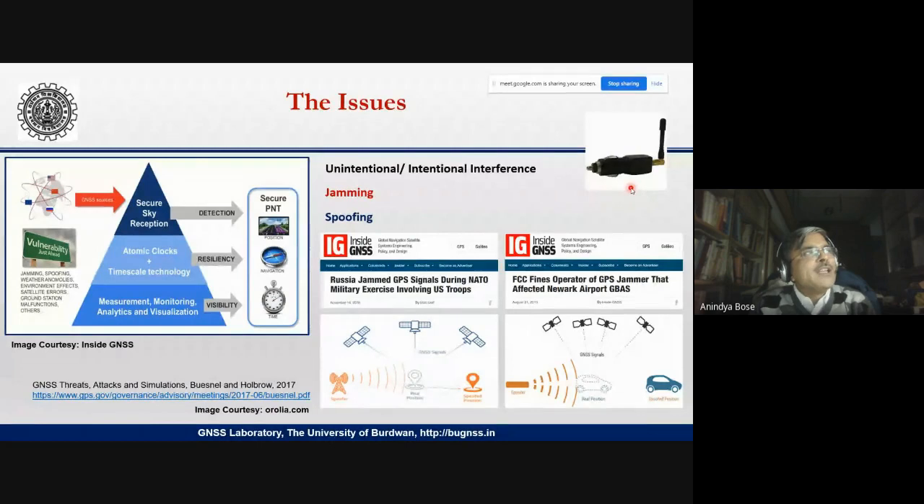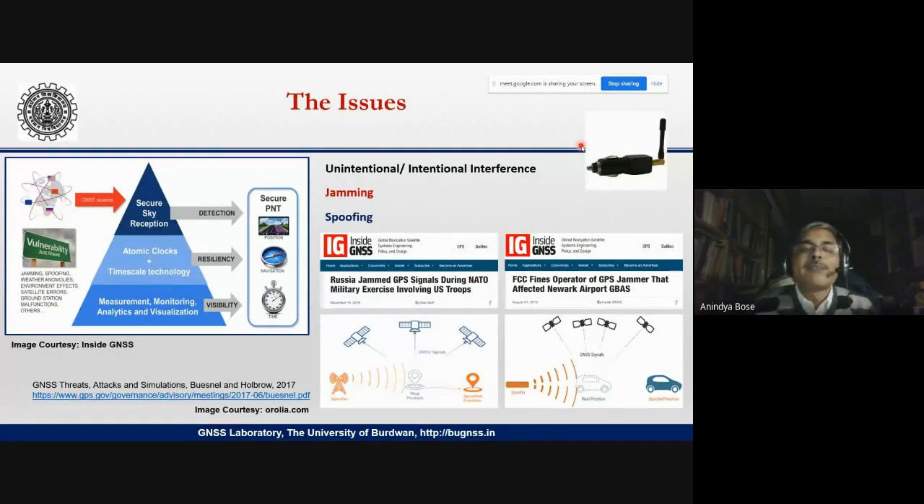Some years ago, in the US, in Newark, near New York airport, they were finding that all their GPS receivers were going off around 9:30 to 10 o'clock every day. So they were searching for the reason. And what they found was that during that time, one trucker with a large truck used to pass by the side road which passes through the airport. He used this type of jammer, and it completely jammed the GNSS scenario.